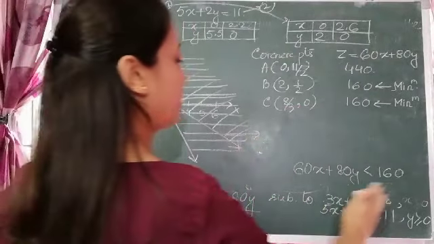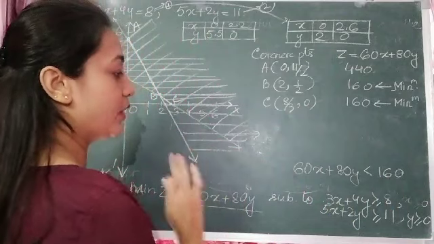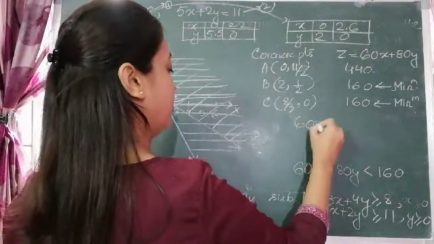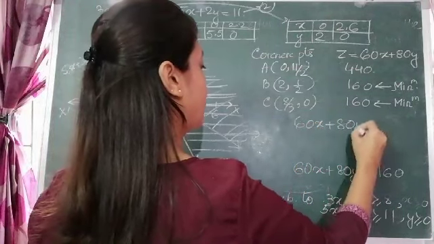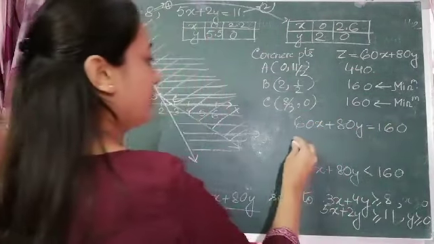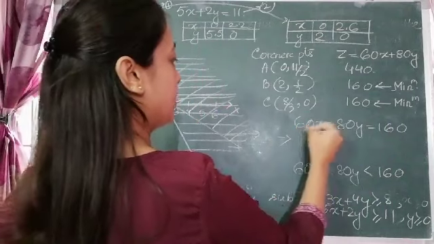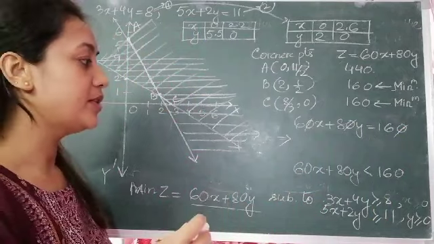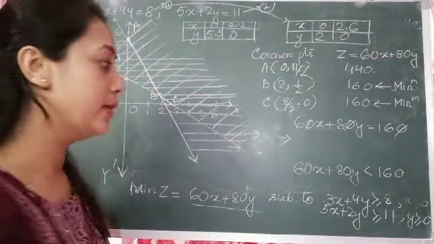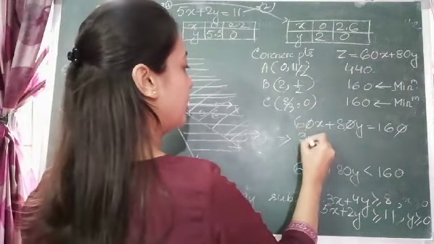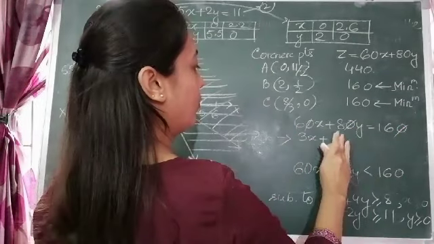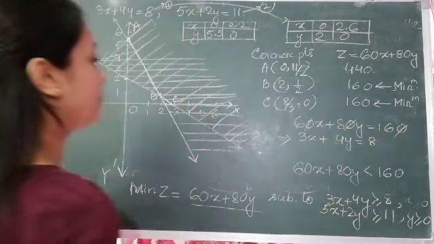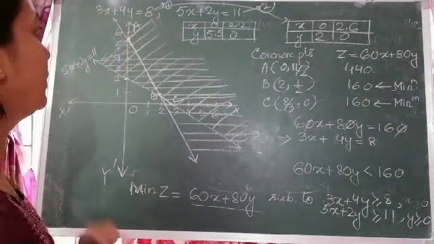Okay, so let's plot it in the xy plane now. So 60x plus 80y less than or equal to 160 can be written as 60x plus 80y equals 160, which is equal to... 0 can be cancelled here. We'll try to write the equation in simplest form. 3x plus 4y equals 8. So 3x plus 4y equals 8, we have already done.